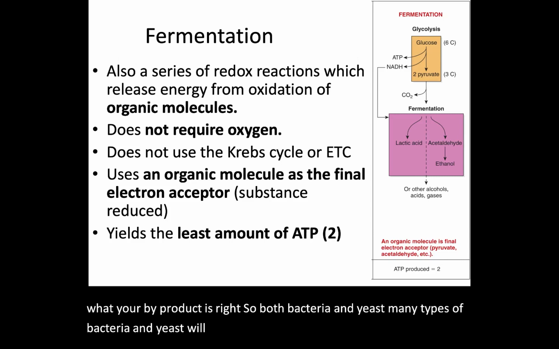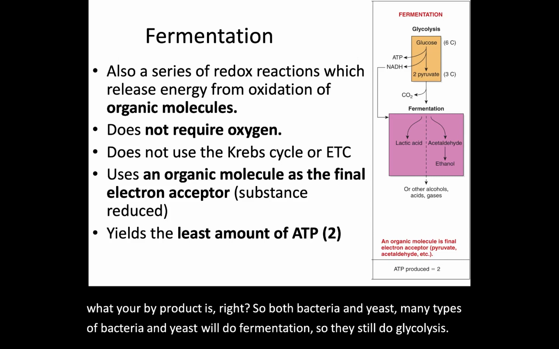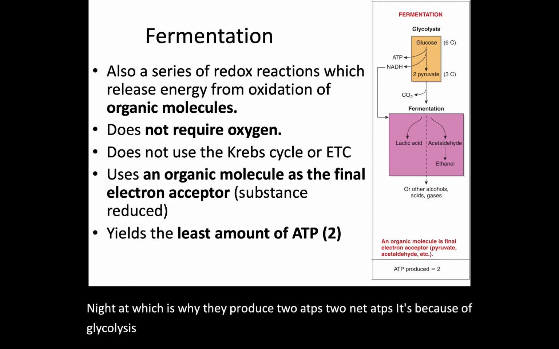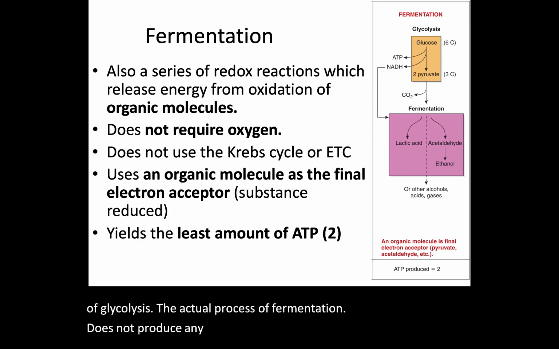So they still do glycolysis, right? Which is why they produce 2 ATPs, 2 net ATPs. It's because of glycolysis. The actual process of fermentation does not produce any ATP. All right, and so this is a highly ineffective way of doing things.